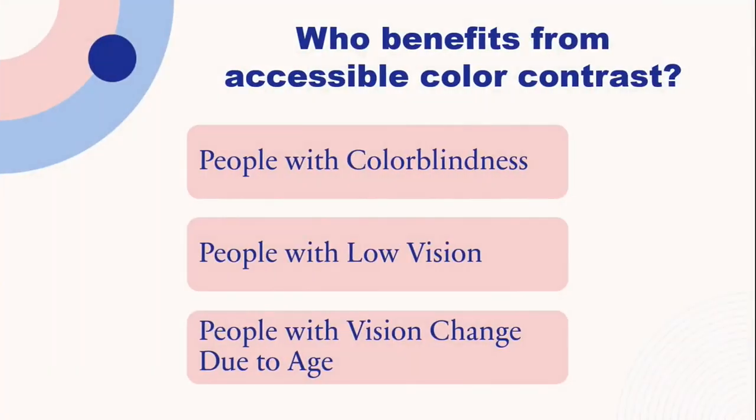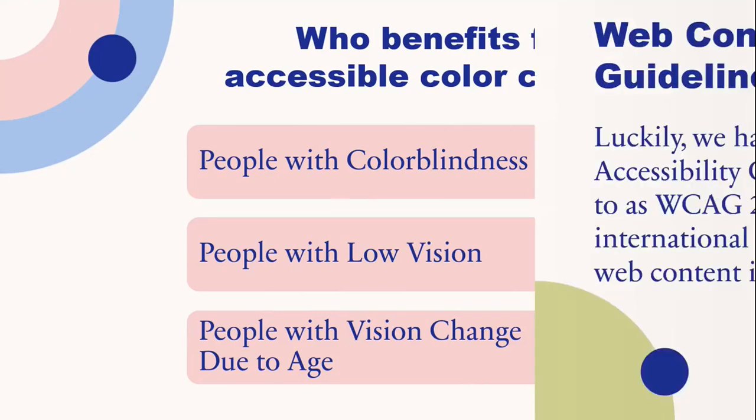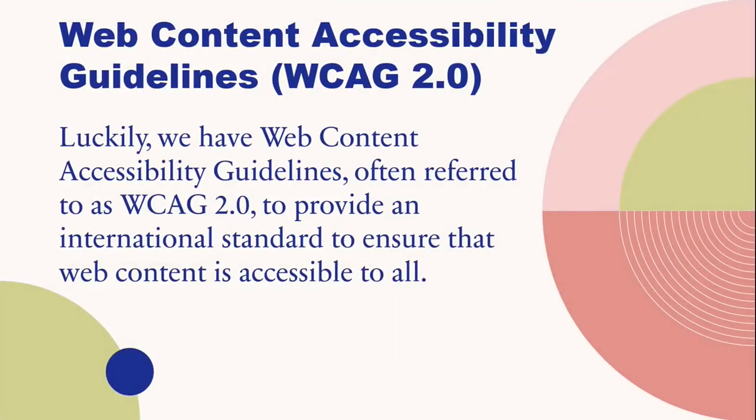Proper color contrast is readable to an even wider audience, including those with color blindness, low vision impairments, and those with vision change due to age. Luckily, we have the Web Content Accessibility Guidelines, often referred to as the WCAG 2.0, to provide an international standard to ensure web content is accessible to all.